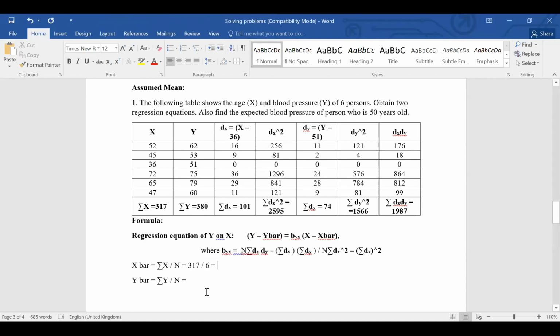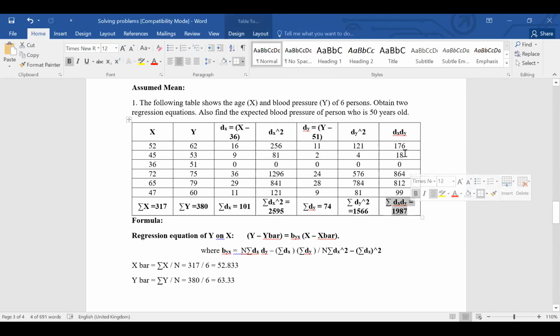So 52.833. Okay. And the summation y 380 divided by 6 equal to? It is 63.33. I got the value from the chat box. And then guys, please cross check the summation dx dy, because I changed the value here. Previously it was 36. Actually it is 18. Wrongly I calculated dx dy.